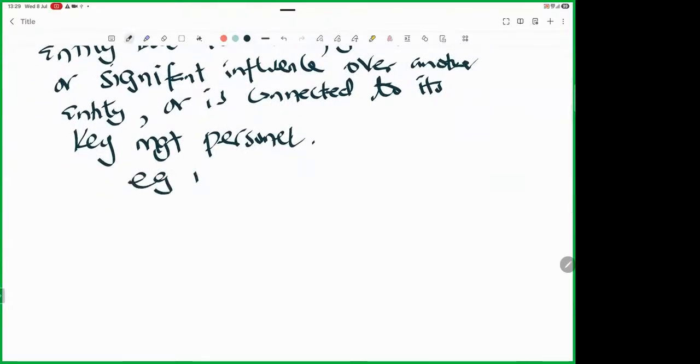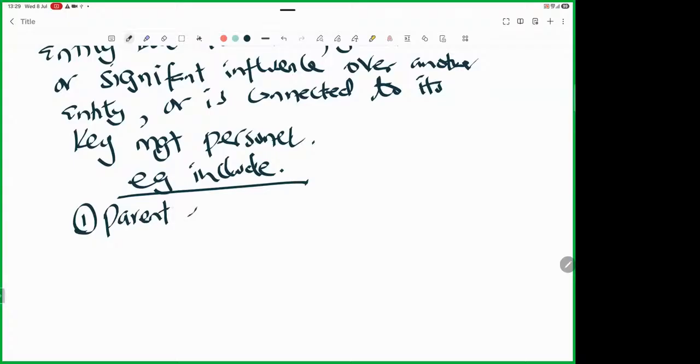Examples, very important, of related parties. Number one, parent company. These are serious relatives. Very serious relative. So the moment you have, in this case, this is B, this is A. If A is your parent, automatically that is a related party because A will be able to control your operations.